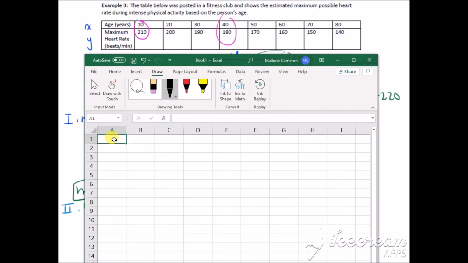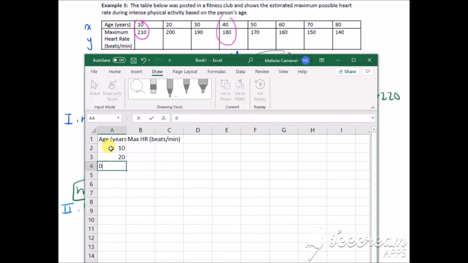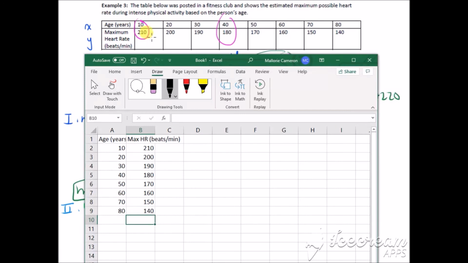So open up a new document on Excel. We're going to go age in years, and let's go max heart rate beats per minute. Okay, so I'm not going to write this horizontally. I'm actually going to flip this and write it vertically. So I'm just going to go across, and we're going to go 10, 20, 30, 40, 50, 60, 70, 80. And that's going to be the age. Now, max heart rate, I'm not going to go that fast. 210, 200, 190, 180, 170, 160, 150, and 140.